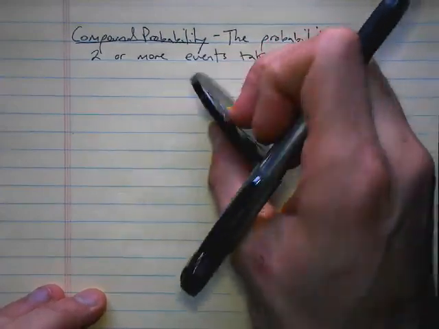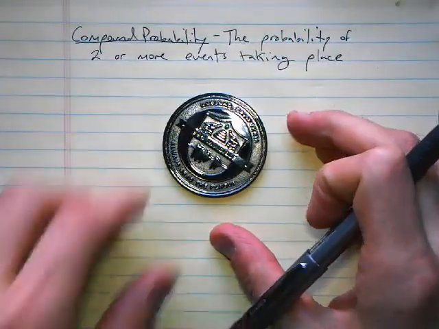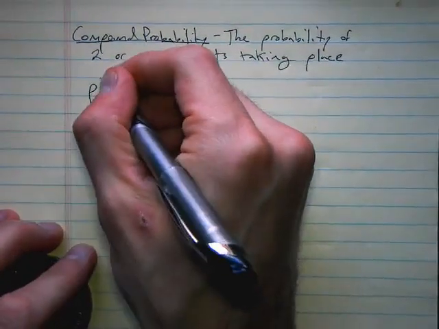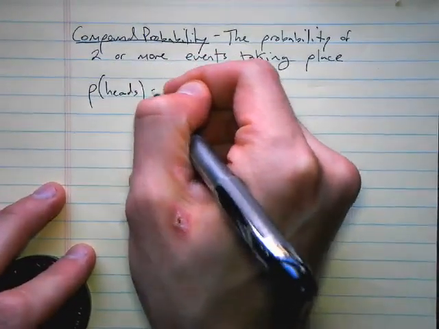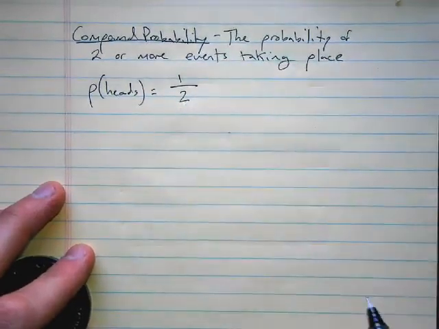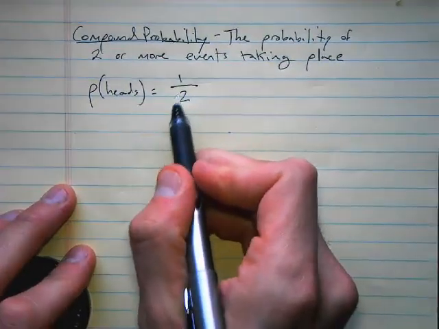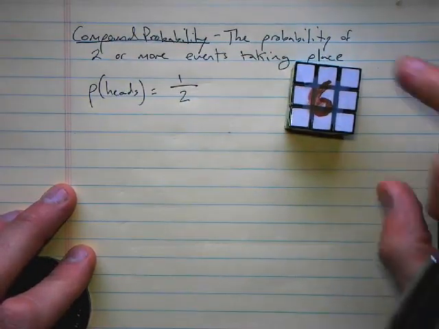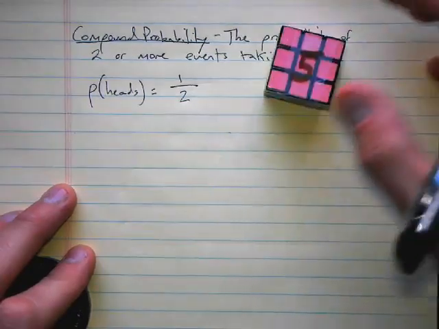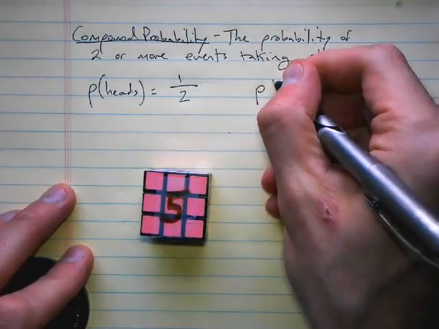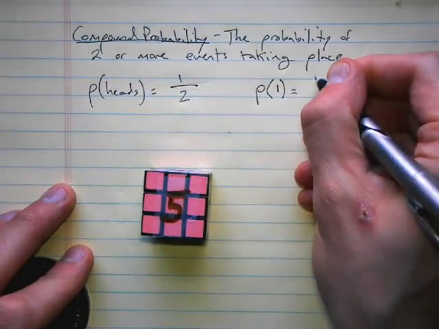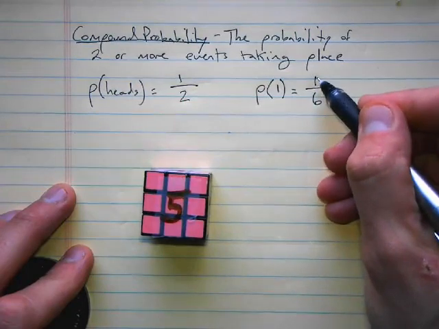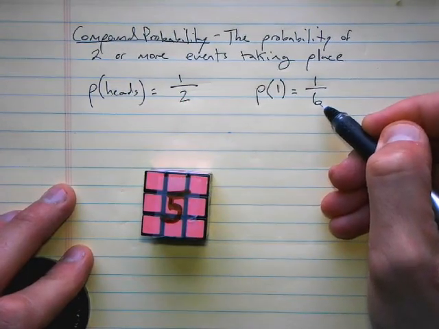For example, if I have this coin, it has two sides, heads and tails, and if I want to find the probability of flipping a heads, I know the probability of getting heads is 1 out of 2, because there's 1 heads out of 2 total outcomes. Similarly, if I have a number cube, like this one that I just made out of a Rubik's Cube, I know that the probability of getting a 1 is 1 out of 6, because there's one outcome that's a 1, and there are 6 total outcomes.